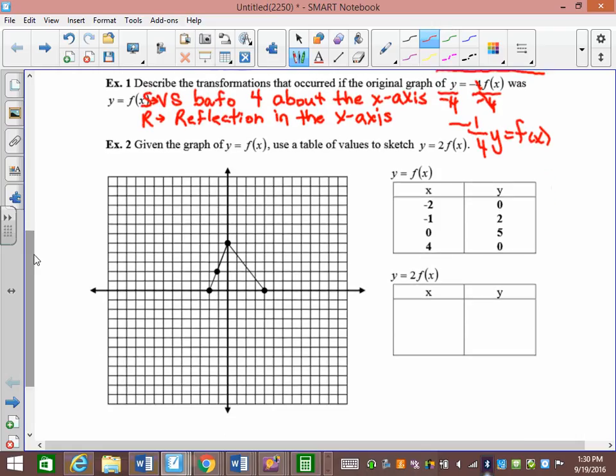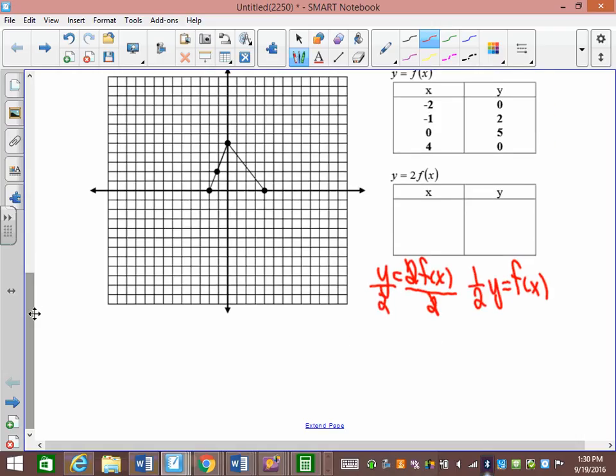Given the graph of y equals f of x, use the table of values to sketch y equals 2 f of x. Okay? So first off, I'm going to move that 2 over by dividing it. So y equals 2 f of x. I'm going to divide both sides by 2, and I'm going to get 1 half y equals f of x.